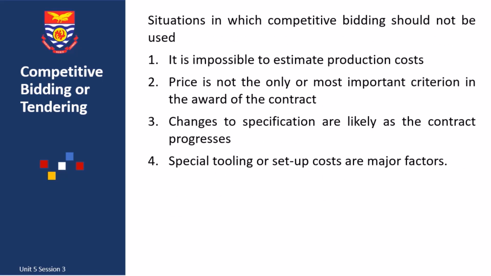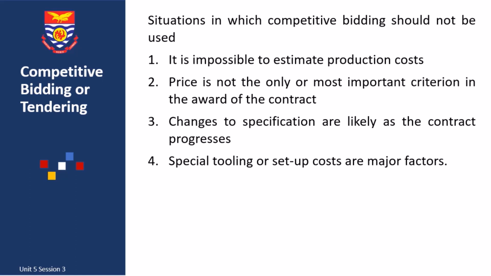Situations in which competitive tendering should not be used. One, it is important to estimate production cost. So if you realize it's impossible in this case to estimate your production cost, then we shouldn't use competitive tendering, because the suppliers you're inviting are supposed to submit their tender documents with prices. If it's impossible to estimate this cost of production, then we can't use this method. We have to look for other suitable methods, right?